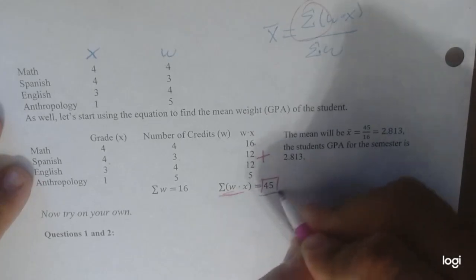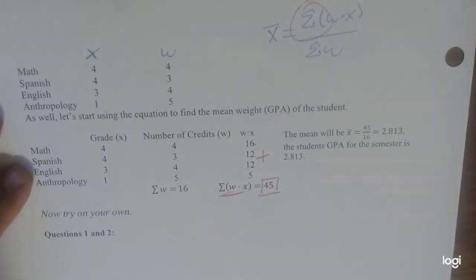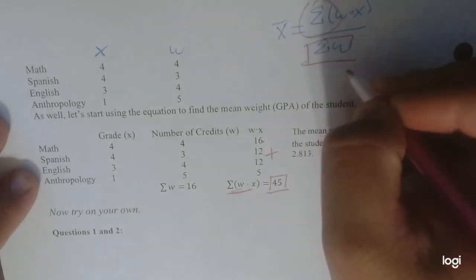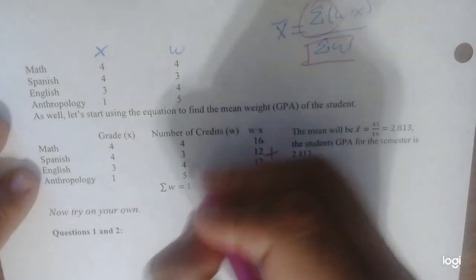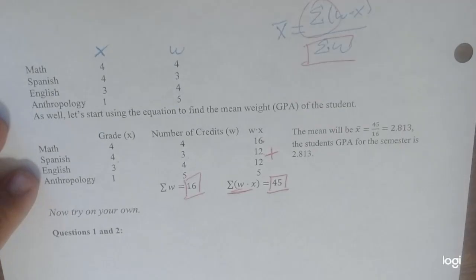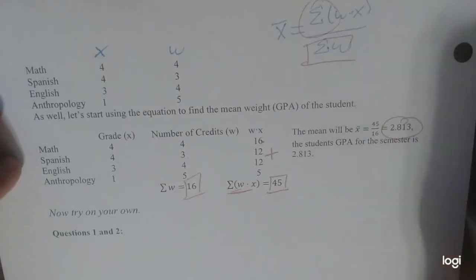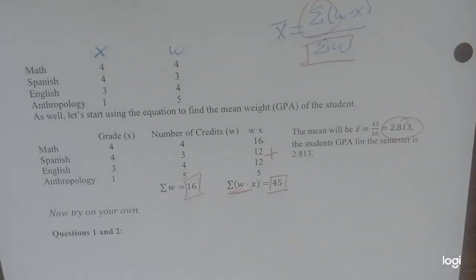Our top number is going to be 45. The bottom number is the sum of all the W's, in this case the sum of all the credits, which is 16. Then finally, just like we did for the mean of the other one, we just divide them. So 45 divided by 16 gives you a GPA of 2.813 for this person's semester GPA.